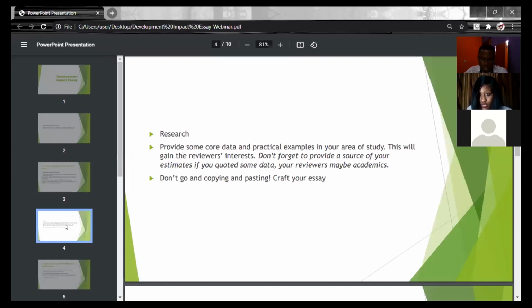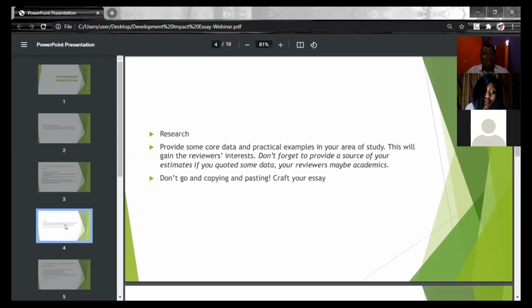and placing it in your essay. Please try to alter it, modify it, tailor it to be in line with your nation or what you want to go and study. As in, craft your essay, please. Do not just copy and paste, because most of these reviews are academic, so they do have some bit of knowledge of what goes on in your field.